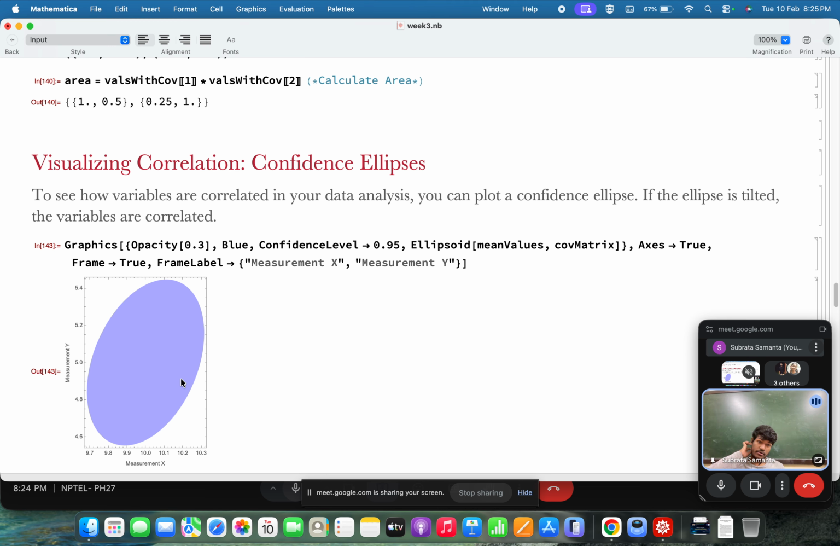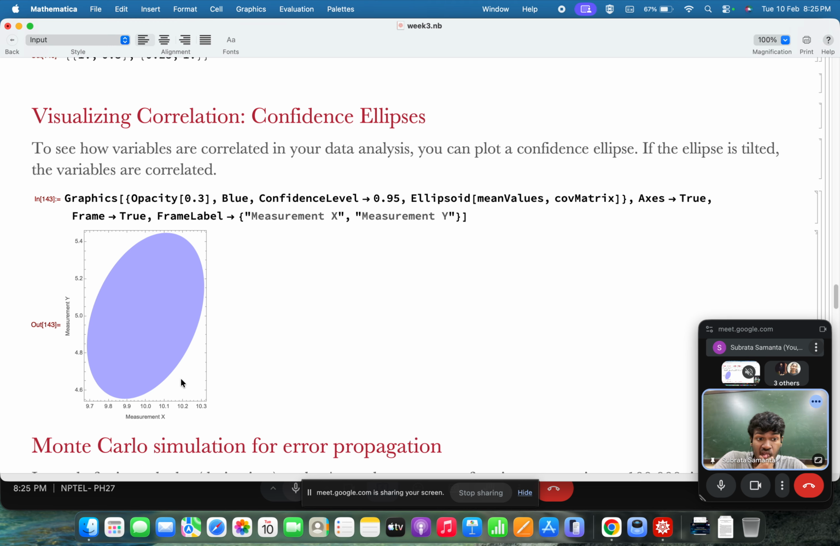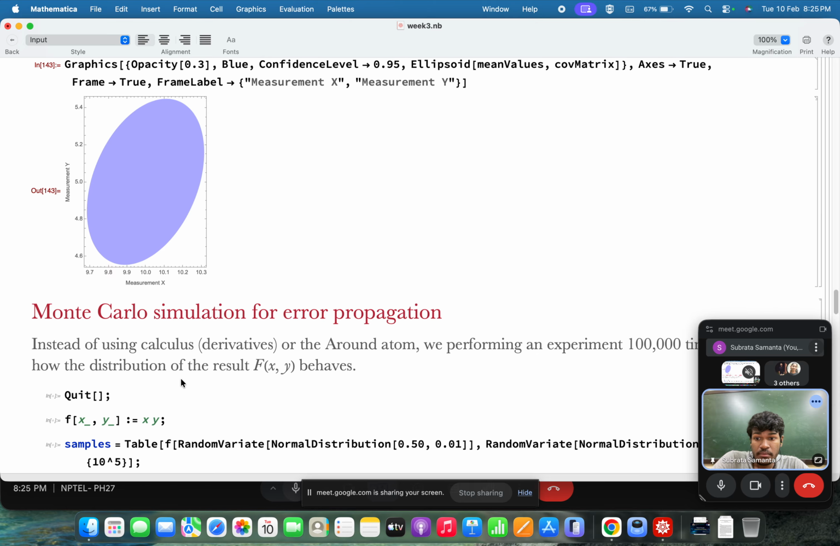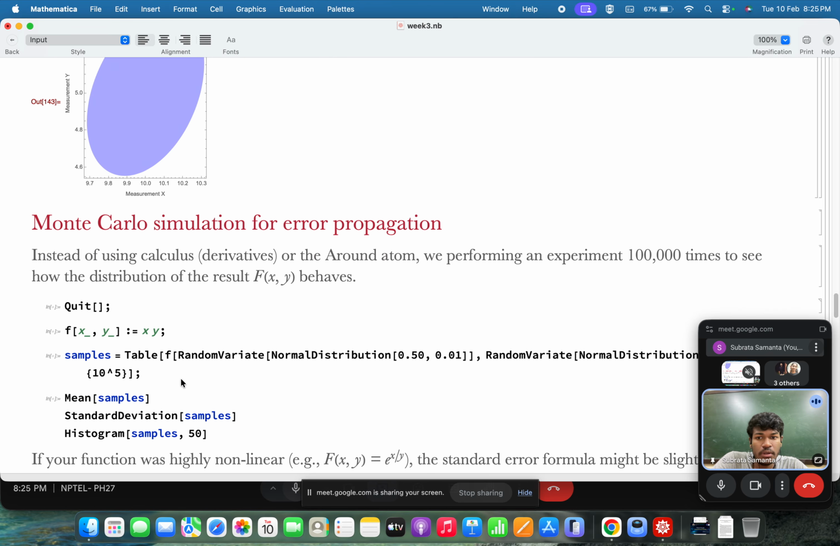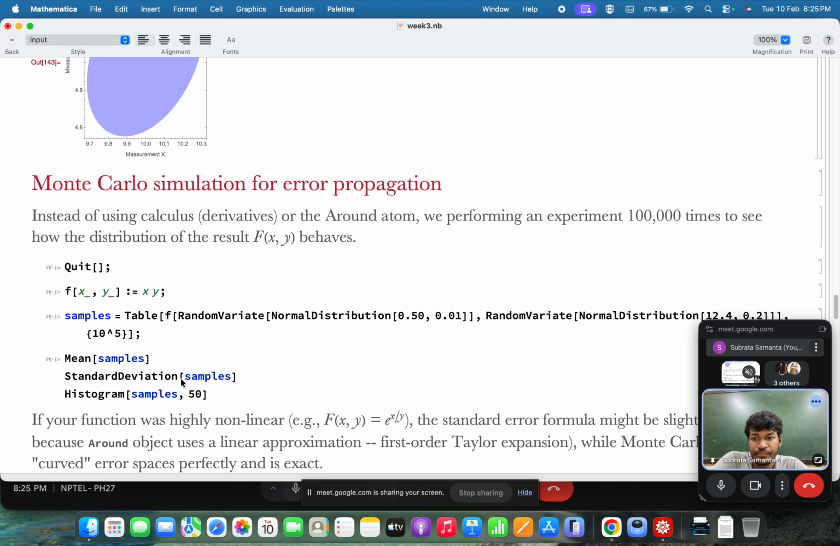Yeah, is this clear or not? So, this is the graphical view of the errors. Yeah, so far any questions, then I will come to the more interesting things.